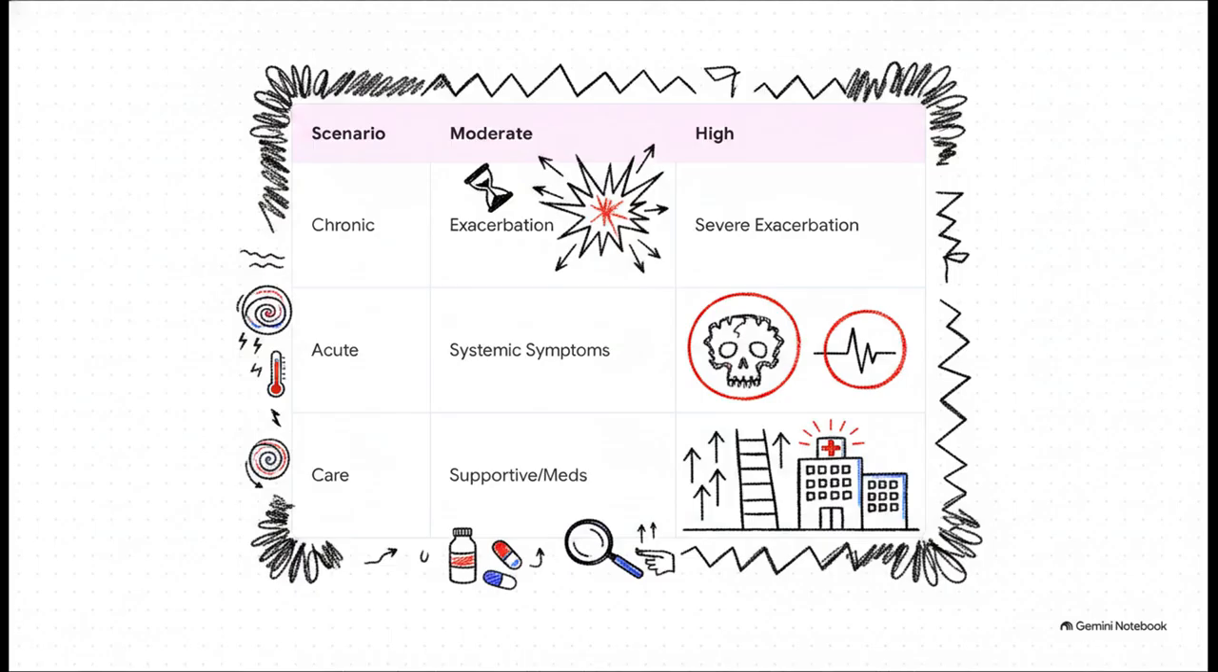And when we look at the care required, moderate usually means throwing in some additional supportive care or making medication adjustments. High-complexity conditions, on the other hand, are highly likely to require a major escalation in the level of care, potentially even including a hospital admission.